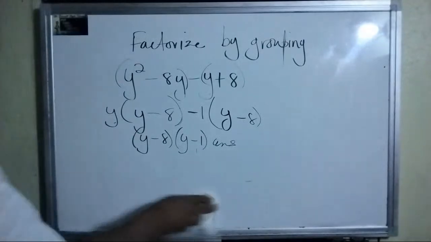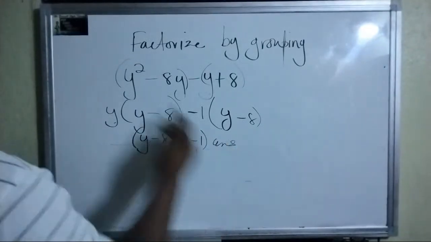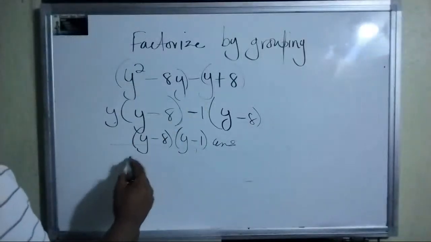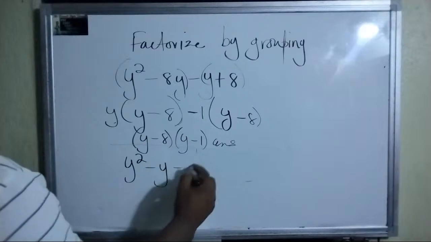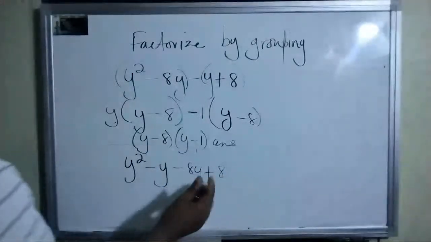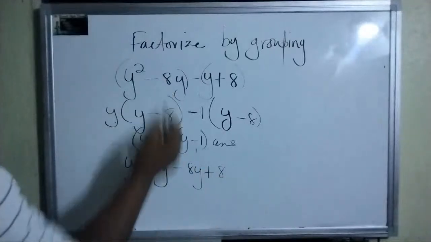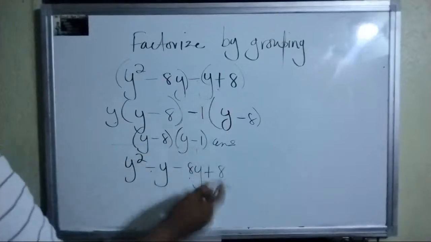We could have grouped it otherwise. I was thinking of this, where we could have put the y and the y, so we have y square minus y. But you have to be careful with the sign. You have to maintain whatever sign is in front of the number. See, you have minus 8, minus 8. Minus y, plus 8, plus 8.